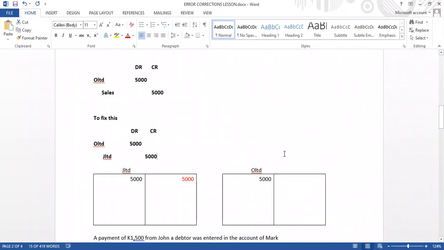What's the journal entry whenever a receivable is paying you? When someone who owes money is paying you, what two accounts are involved first?